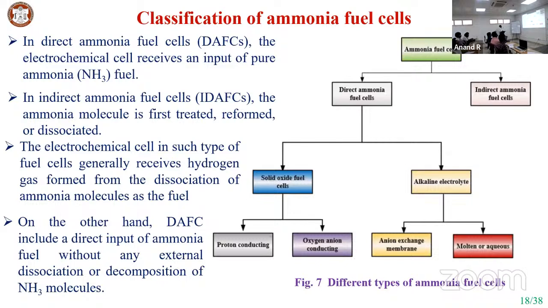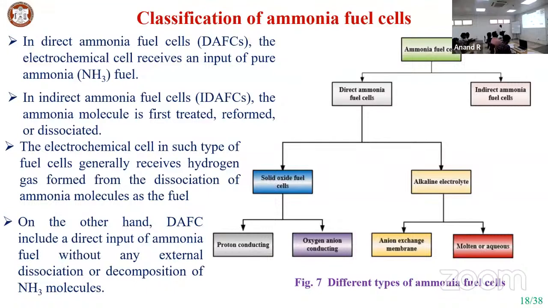So, classification of fuel cells. There are two types: direct ammonia fuel cell and indirect fuel cell. In the direct type, you can use ammonia directly, but if the nitrogen reacts, there is a chance of oxides of nitrogen. In the indirect type, you break the ammonia into hydrogen, so there is no issue of other products than water, nothing else is a product of the electrochemical reaction.